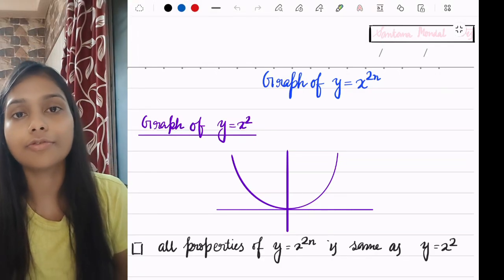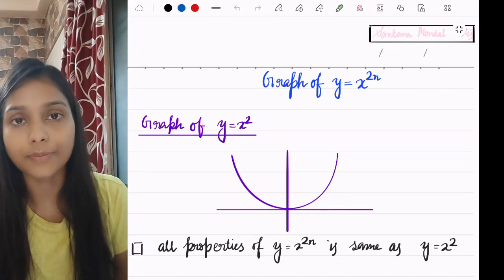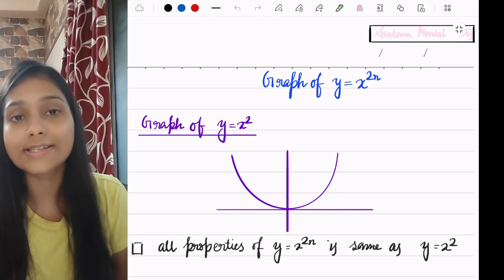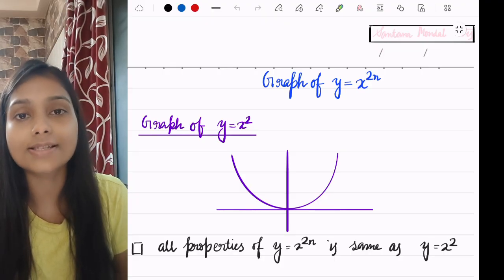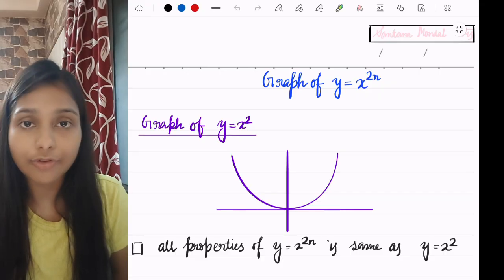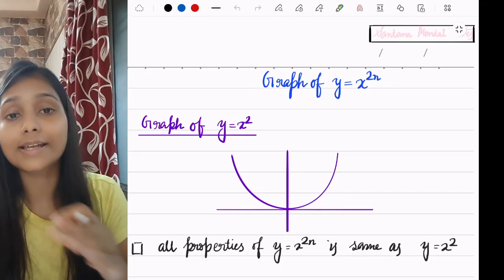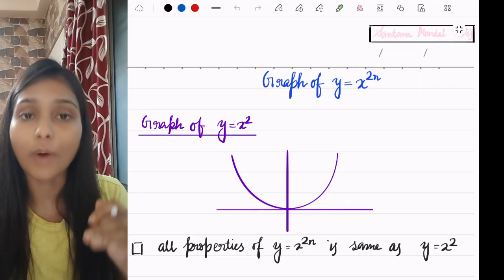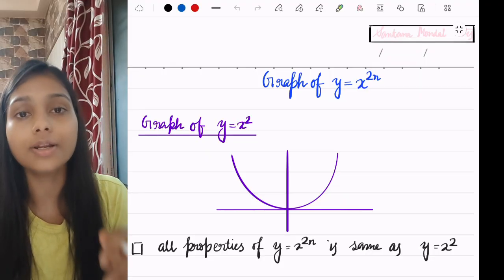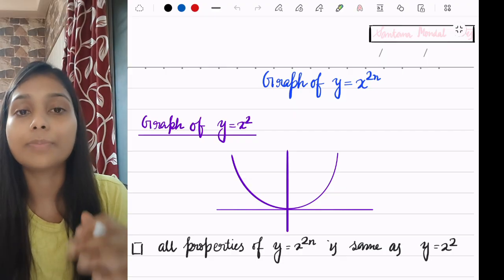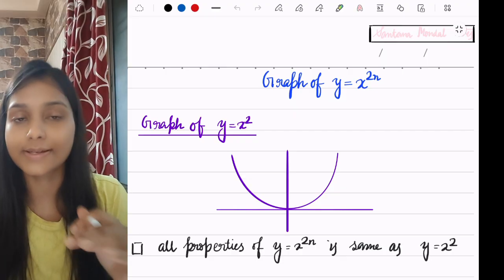Today's video is on the function y equals x power 2n. I urge everyone to see my video on y equals x square, as that video is the foundation of this video, and every single property of this y equals x power 2n function is the same as the function y equals x square. So please check out the video on y equals x square.